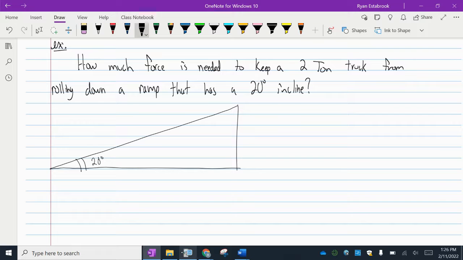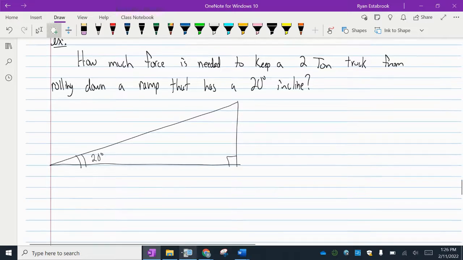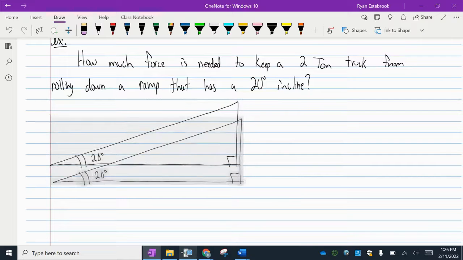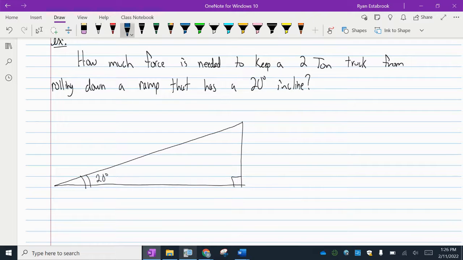The bottom is just the horizon. It's a horizontal line. This line on the right is vertical. It's going straight up and down. That's going to be perpendicular because, due to gravity, the weight of this 2-ton truck is going straight towards the ground.